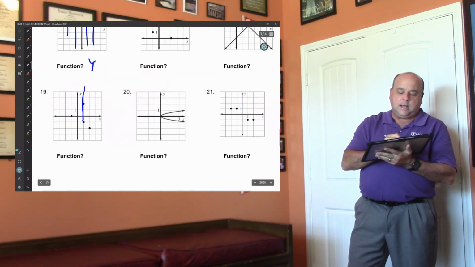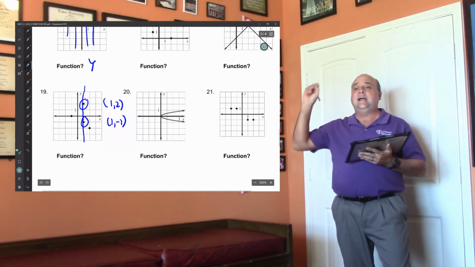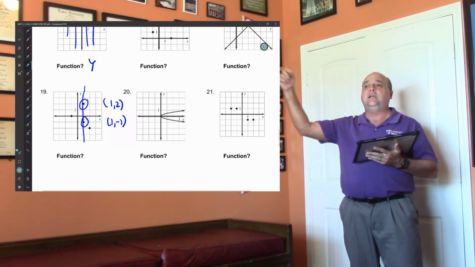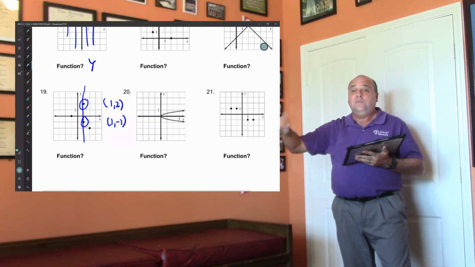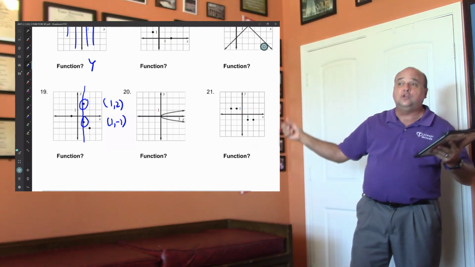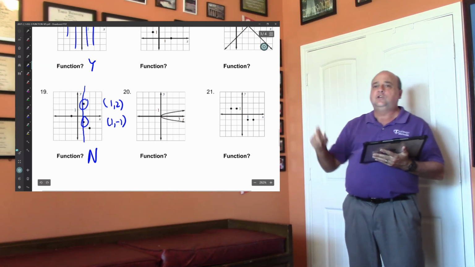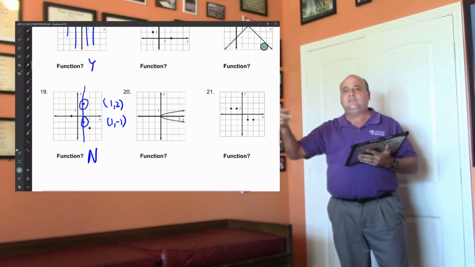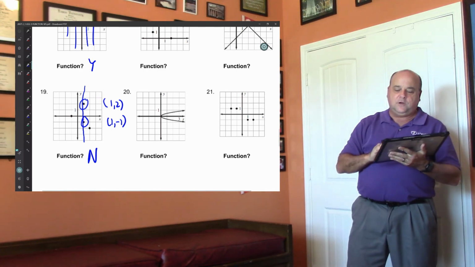Let's draw a vertical line, and notice it crosses twice, right? This ordered pair would be 1 comma 2. This ordered pair would be 1 comma negative 1. Notice I cannot put 1 in an equation and get 2, and put 1 in the same equation to get negative 1, can I? The x's are repeating. You're getting 2 different answers. It won't work. So this one is not a function. So anytime the vertical line crosses twice, the x's will repeat. The graph will not be a function.